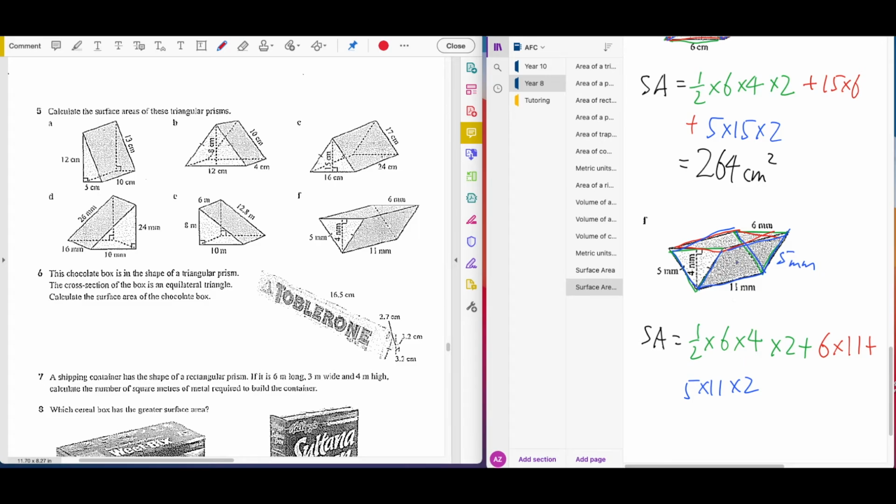So now we've covered all the surfaces. So we've covered the two triangular faces, front and back. We've covered the base, which is the rectangle at the bottom. And we've also covered the two slanted surfaces, right? So then we just have to add up the numbers and we get our answer.